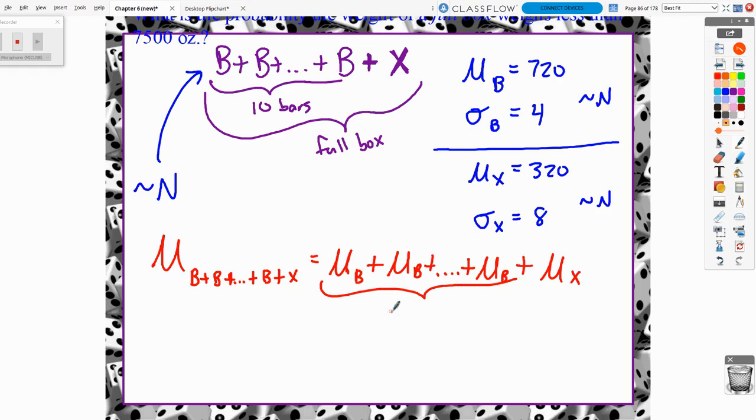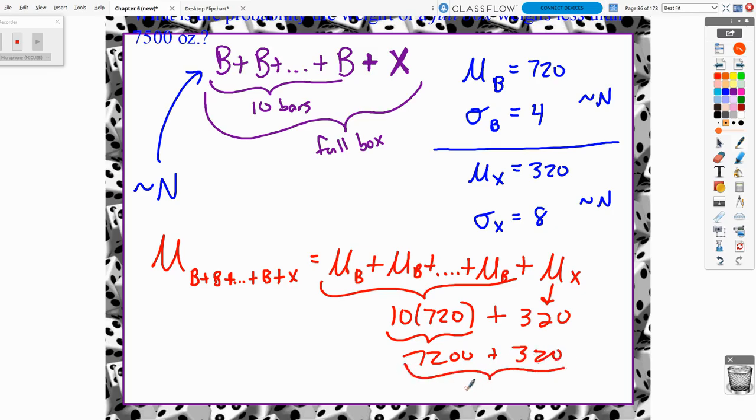Now altogether, remember, these represent all the same value. This is 720 and 720 and 720. So we really do have 10 720s. And then we get to add in one mean of a box, 320. So here's 7,200 plus 320. Overall, the mean weight of the entire box is, if I can do my math right, 7,520 ounces.